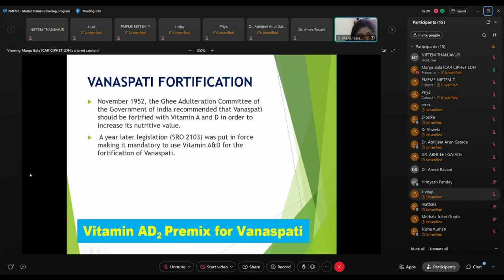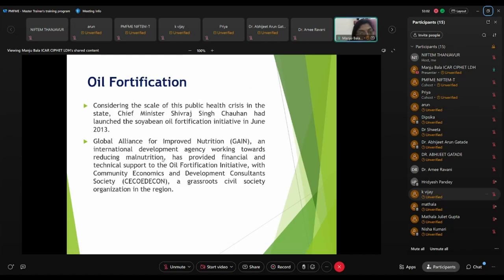So, in our country, in November 1952, the Ghee Committee of the Government of India recommended Vanaspati oil. Vanaspati was Dalda Ghee, that is, oils that were hydrogenated and in solid form, and it was recommended that it should be fortified with vitamin A and D because the ghee was made from refined oil. A year later, legislation was put in force to make it mandatory to use vitamin A and D for the fortification of vanaspati ghee.